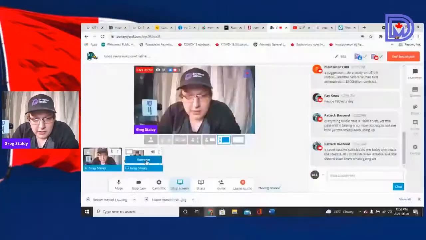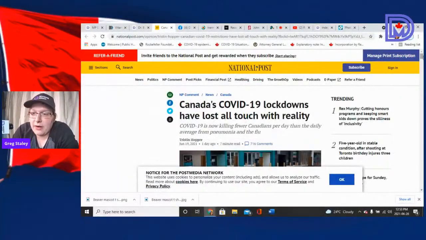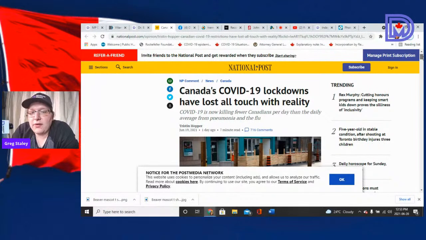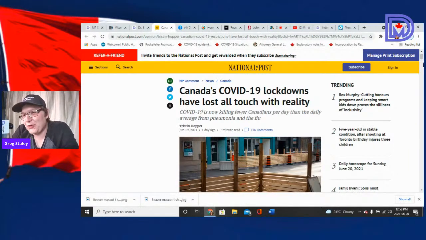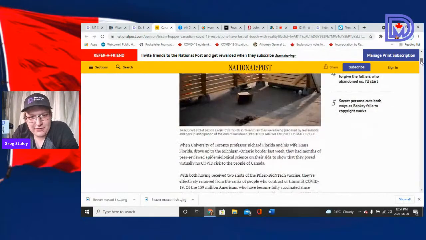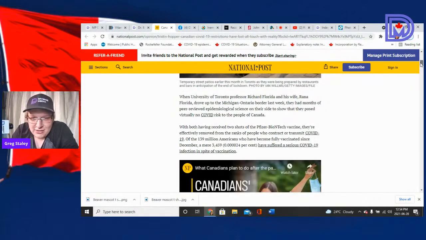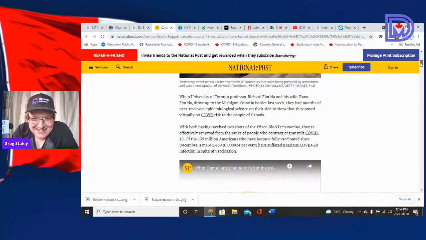The game plan is just to keep locking down. That's not a game plan. And as the criticism has been from many people for a long time, but goodness, finally, we're getting there. Maybe. "COVID-19 is now killing fewer Canadians per day than the daily average from pneumonia and the flu." The National Post, 1 day ago, everyone. Good news, everyone. That was supposed to be from Futurama, in case anybody missed that reference. The professor. Good news, everyone.